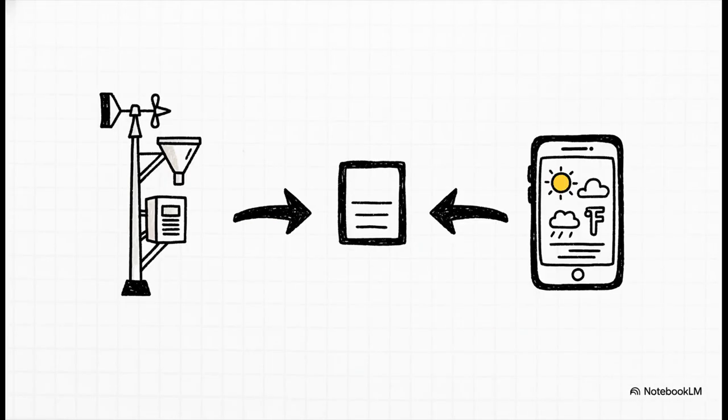Here's a perfect example of this in action. You've got a network of weather stations. They produce data. And you've got a weather app on your phone. It consumes that data. By keeping them separate, you can completely change the hardware in the stations or totally redesign the app. And as long as the data format in the middle stays the same, nothing breaks. That's what a modifiable system looks like.